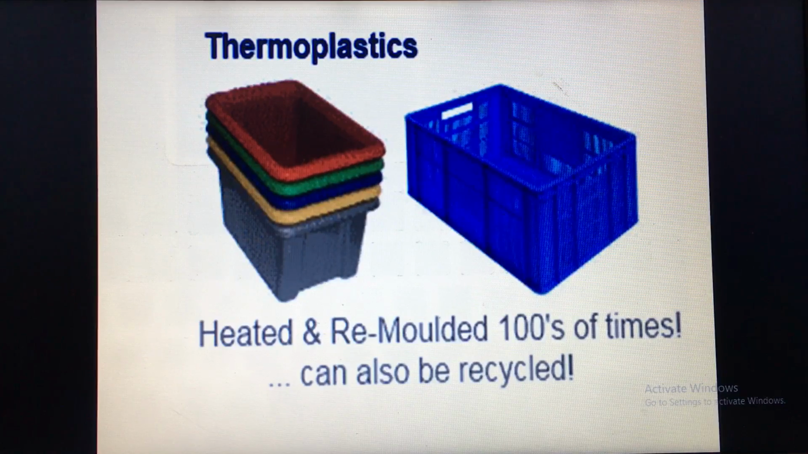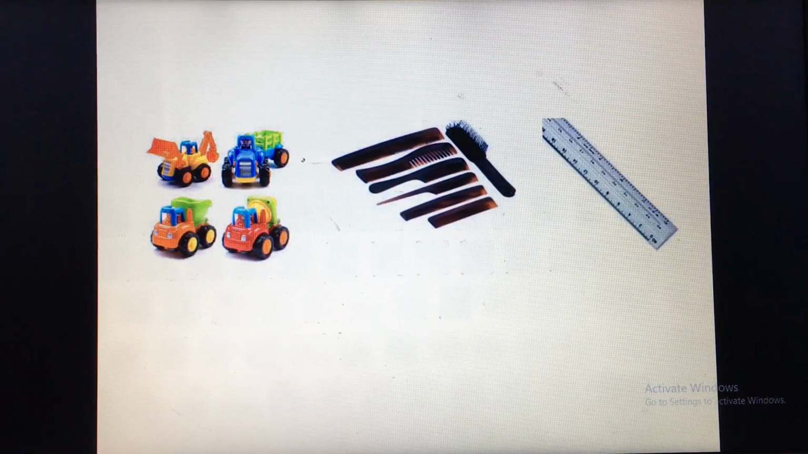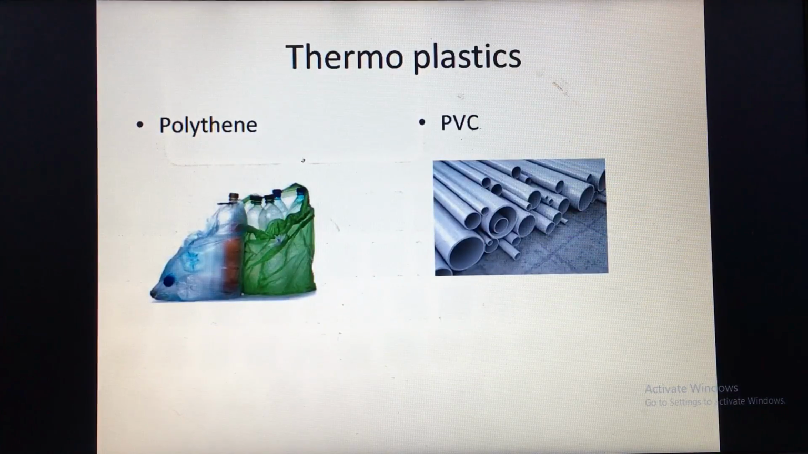Thermoplastic is basically used for manufacturing combs, scales and toys, etc. Good examples of thermoplastics are polythene and PVC. This one is very important: the examples for thermoplastics are polythene and PVC.